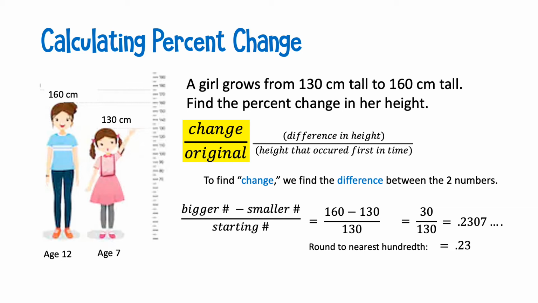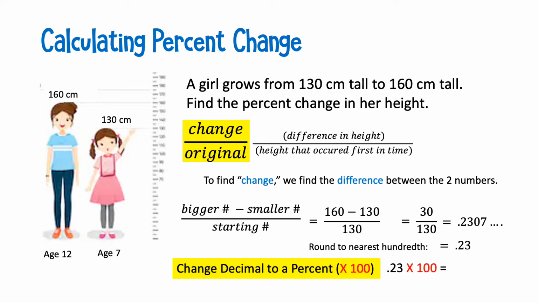Notice the question asks us to calculate the percent change. So to find the percent change, we need to change this decimal to a percent. We're going to take 0.23 and multiply it by 100. To change a decimal to a percent, we multiply by 100. This means the value is getting bigger by 2 place values. Multiplying by 100 increases by 2 place values. So we move our decimal 2 places to the right, and we get a 23% increase.